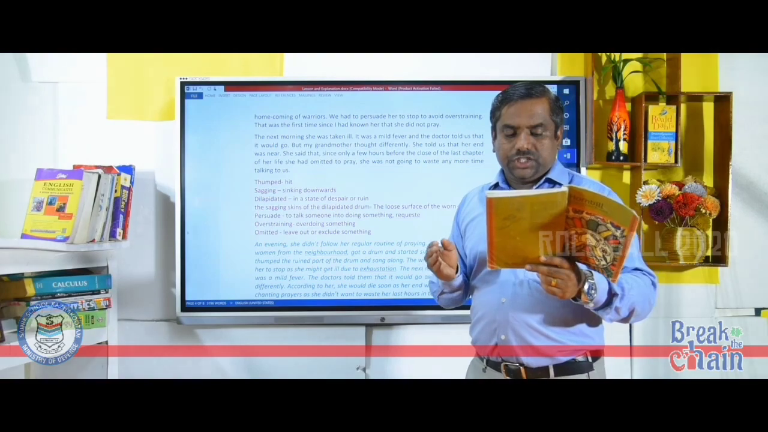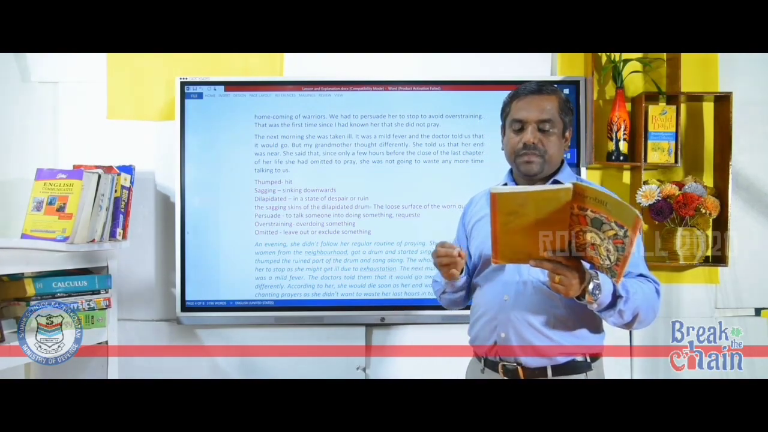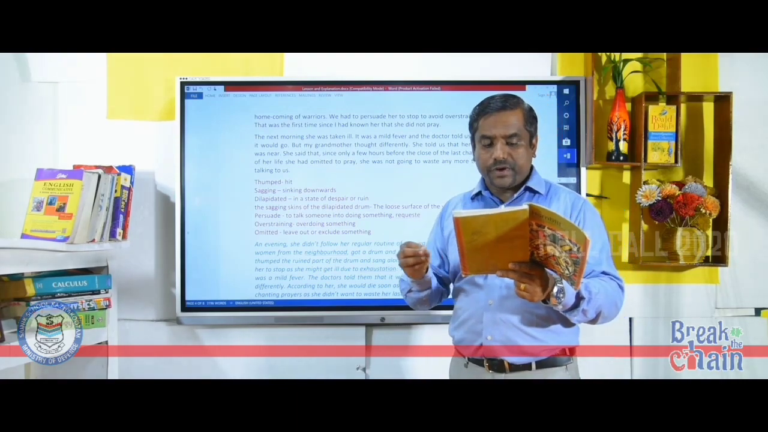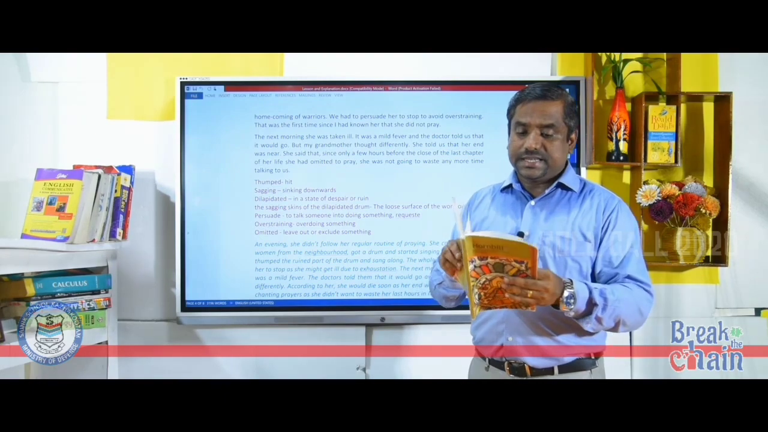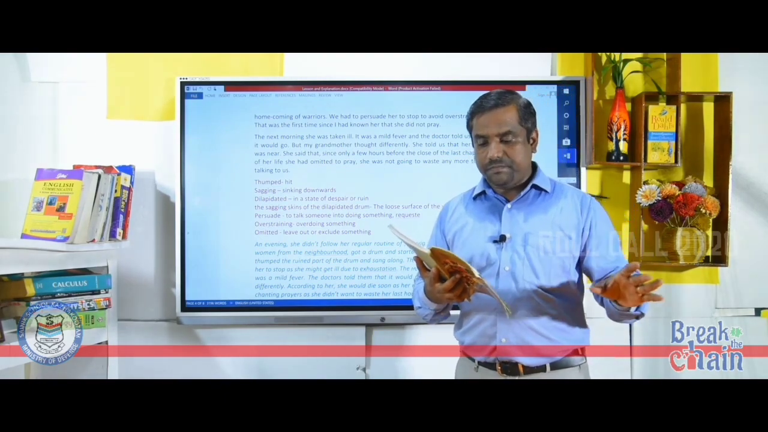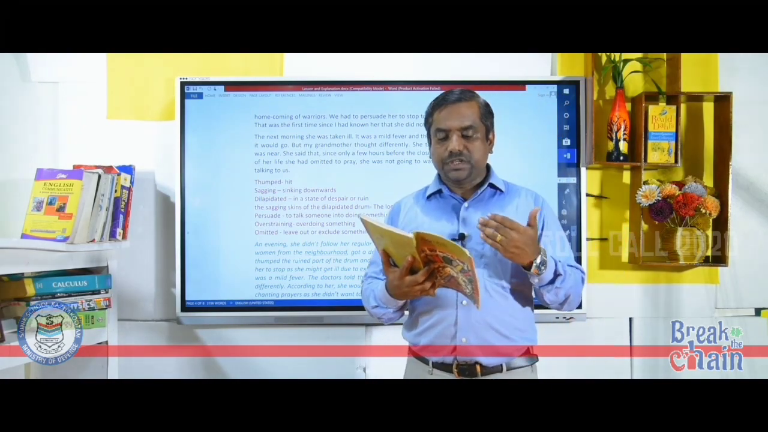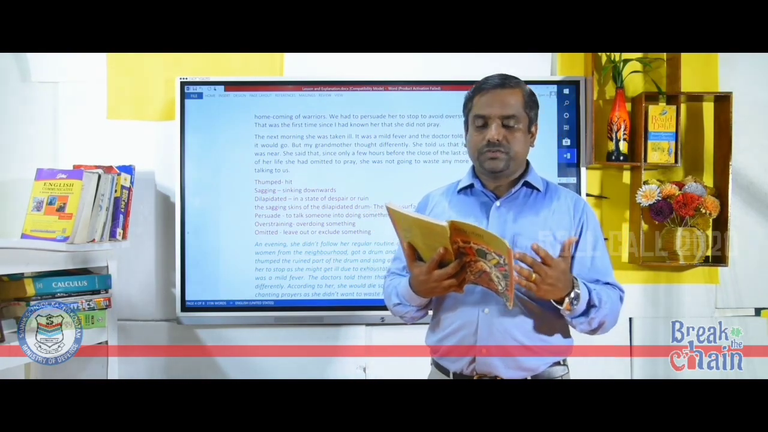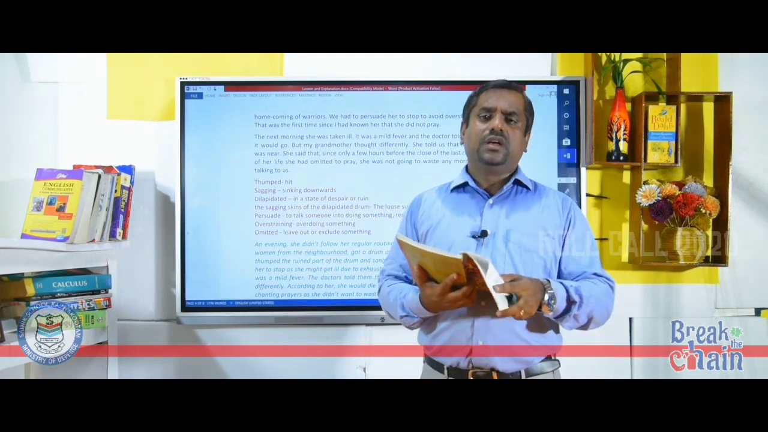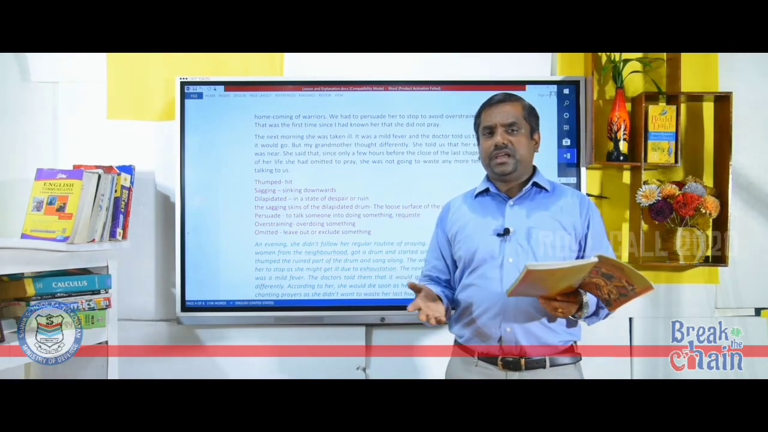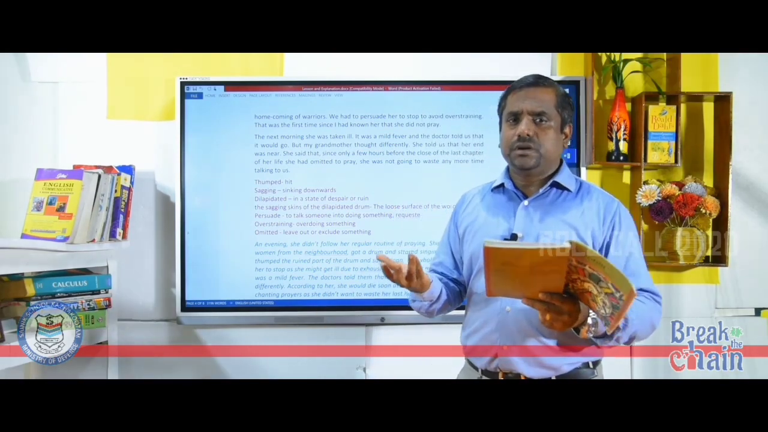In the evening, a change came over her. She did not pray. She collected the women of the neighborhood, got an old drum, and started to sing. For several hours, she thumped the sagging skins of the dilapidated drum and sang of the homecoming of warriors. We had to persuade her to stop to avoid overstraining. That was the first time since I had known her that she did not pray. So something very strange is happening here in the life of the grandmother. Maybe for the first time she skipped praying.